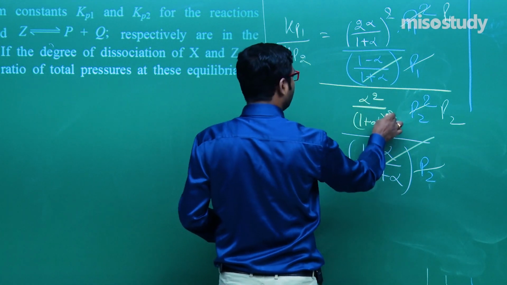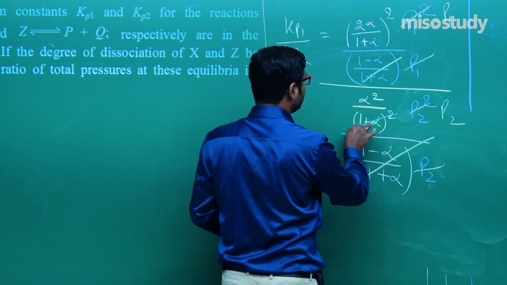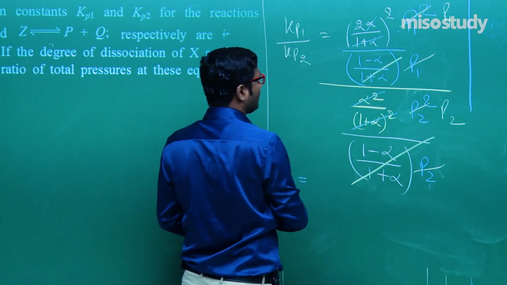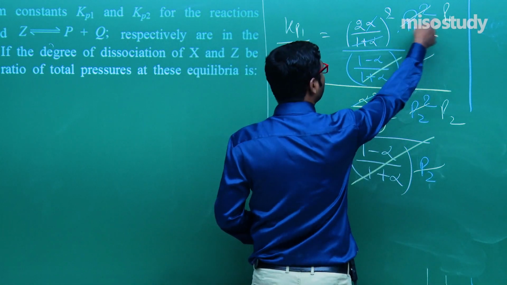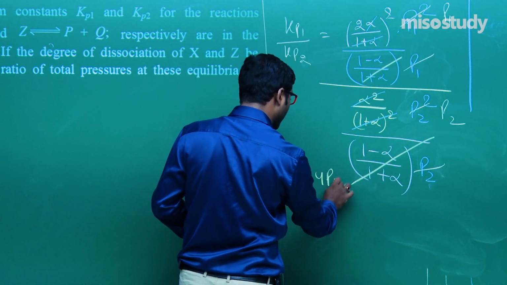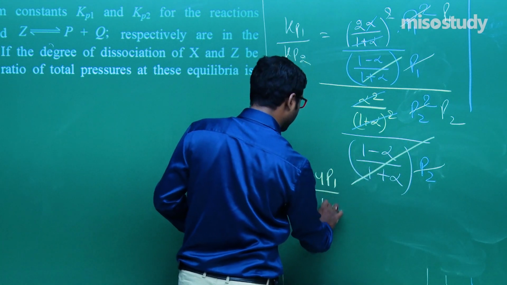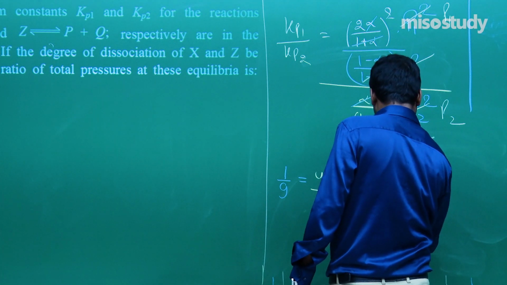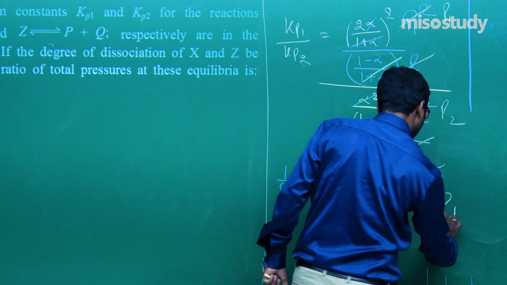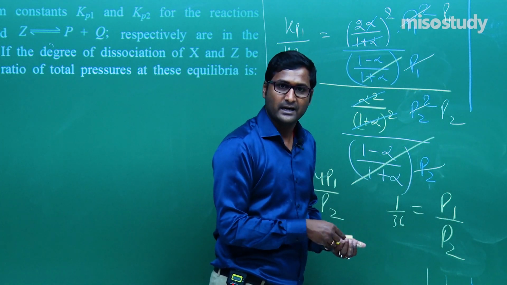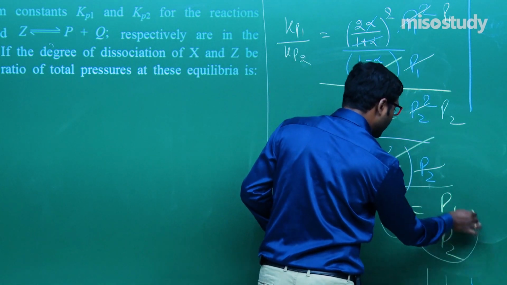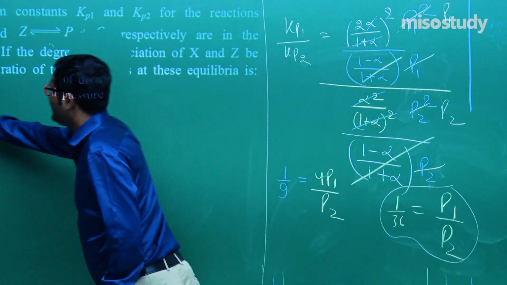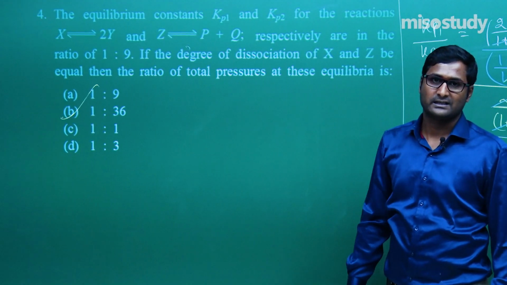Now this term and this term will cancel each other, and this alpha and this alpha square also cut each other. Now what will happen, that is 2 into 2, 4 P1 upon here we get P2. Clear to you? So multiply them, then 1 upon 36 is equal to P1 upon P2. This is the best question. So what is the option in this case? B is the correct option.